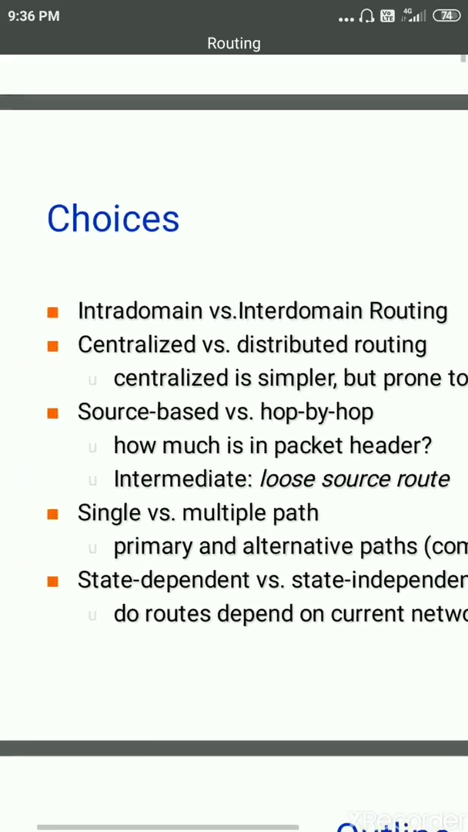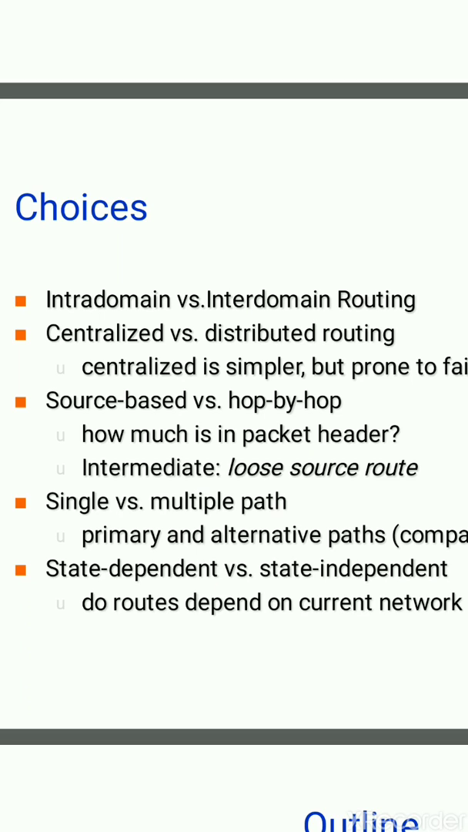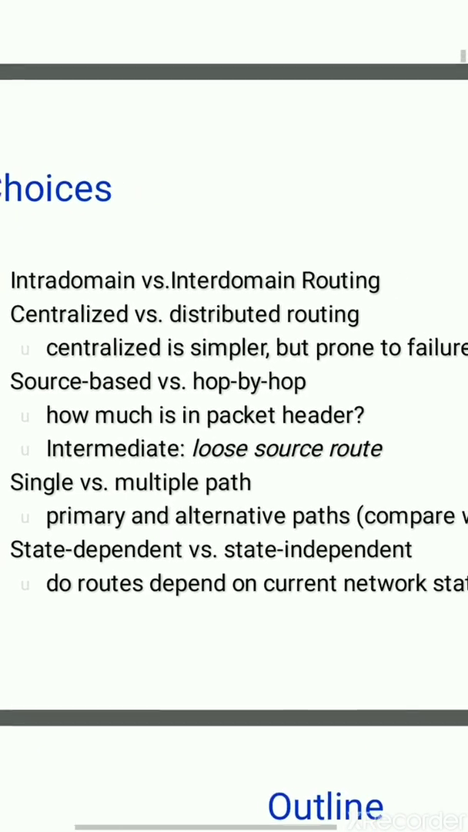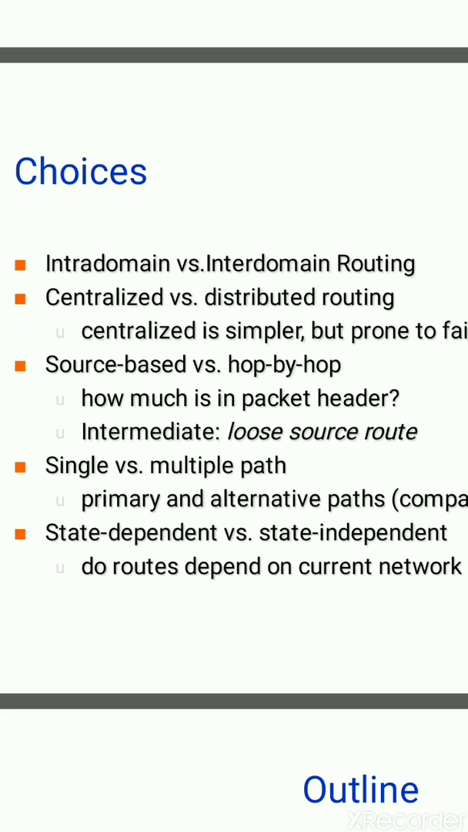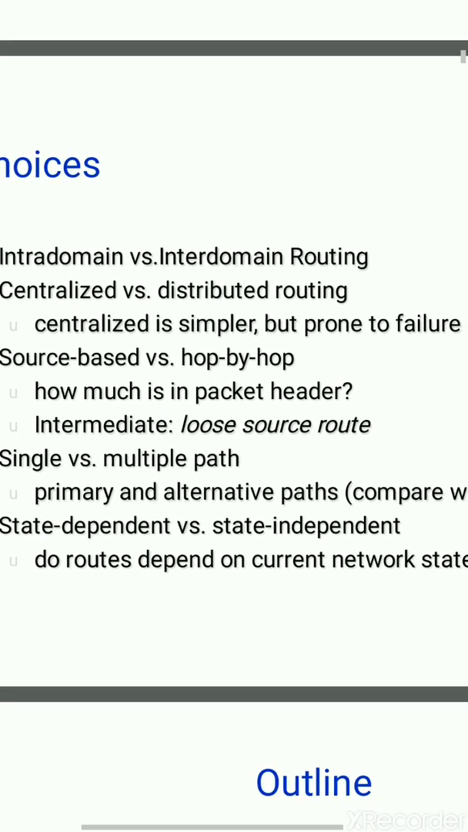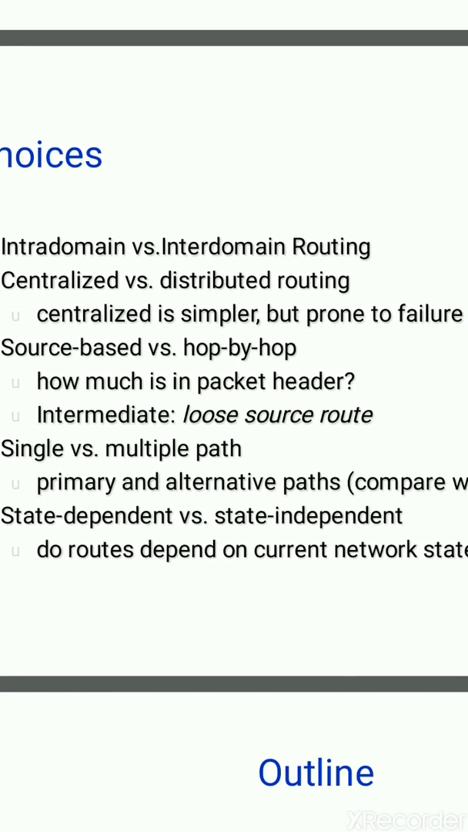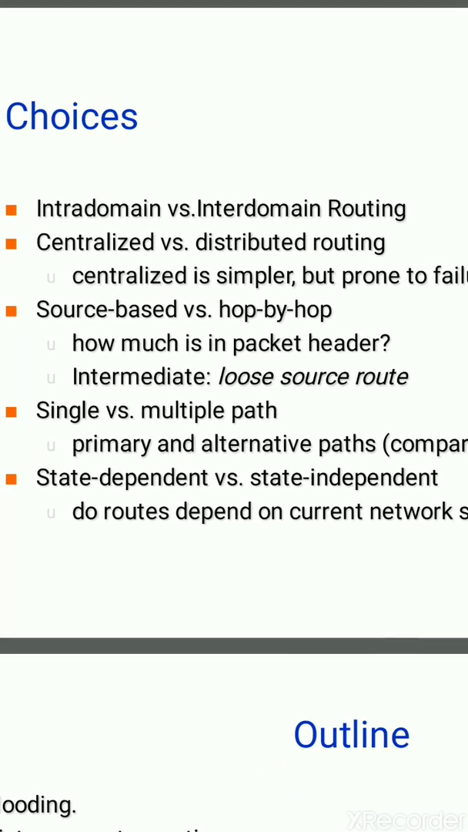Now we have some choices of what kind of routing algorithms are available in routers. The very first is intra-domain or inter-domain routing, centralized versus distributed routing, source based or hop by hop, single versus multiple path routing, state dependent versus state independent routing. In the next video we will understand these kinds of choices of routing algorithms.